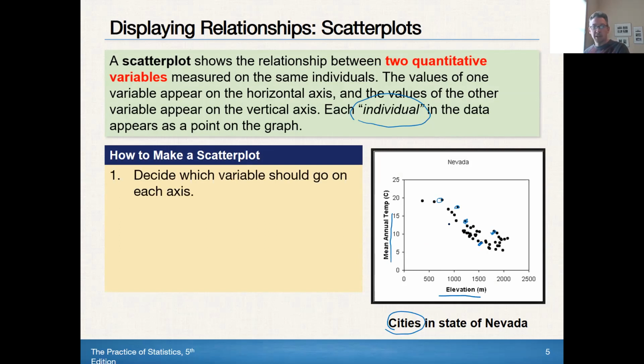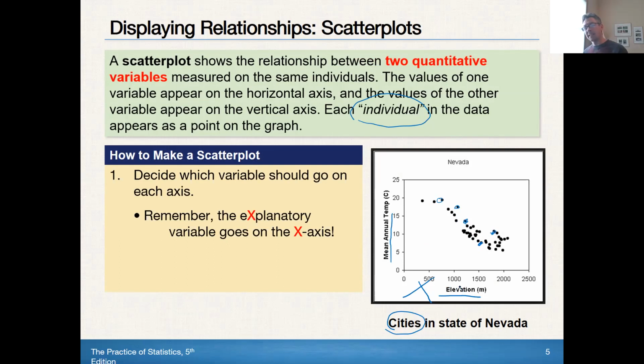So when you make a scatter plot, you should think about what variable is going to go on the axis. And to do that, you need to think about which one you think is the explanatory variable. I think it makes sense here that elevation is being used as the explanatory variable, because how high up or down in elevation a city is probably has a pretty big impact on its temperature. So the explanatory variable here, elevation, goes on the x-axis. And then the y variable is our response variable, the mean annual temperature.